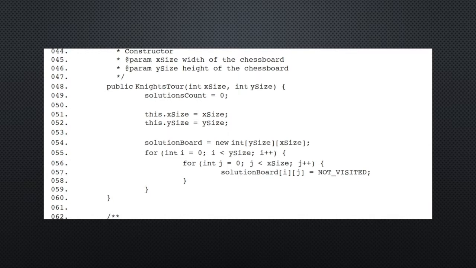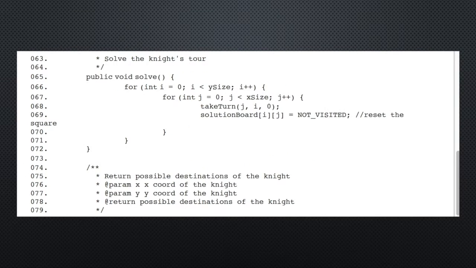Then we will have to initialize the solution board with the new integer of height and width, and after that we will have to implement two for loops, a nested for loop to be exact, one limited by the height and the other by the width set by the constructor itself, and inside it will set the solution board to not visited, as in any square has not been visited. And we carry on to the next slide, which will show the method solve.